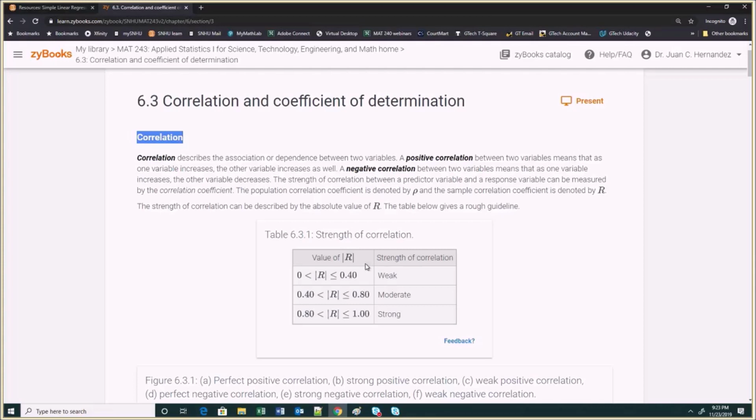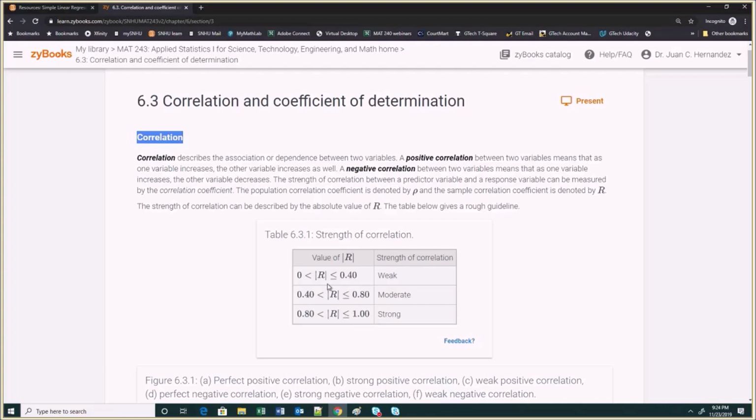the value of correlation. If the absolute value falls between 0 and 0.4, then you have what we call a weak correlation. When that value falls between 0.4 and 0.8, then you have a moderate correlation. And when the value is between 0.8 and 1, then you have a strong correlation. And when the value is 1, you'll notice that all of the data points between the two variables will fall exactly on the straight line.